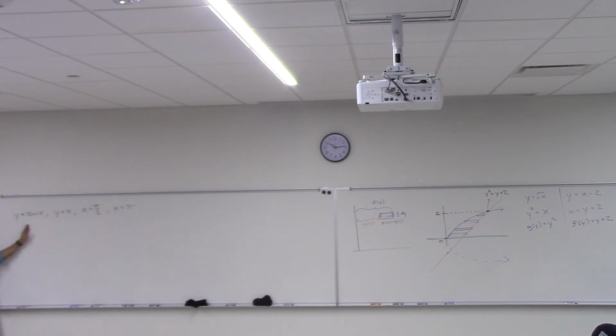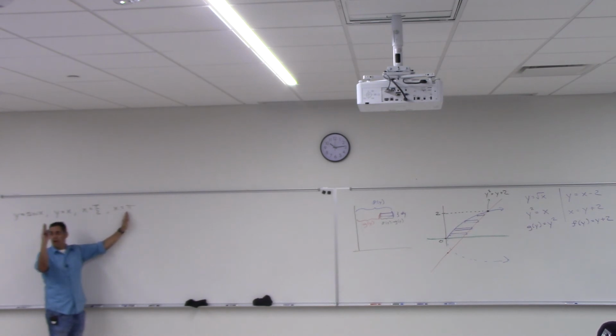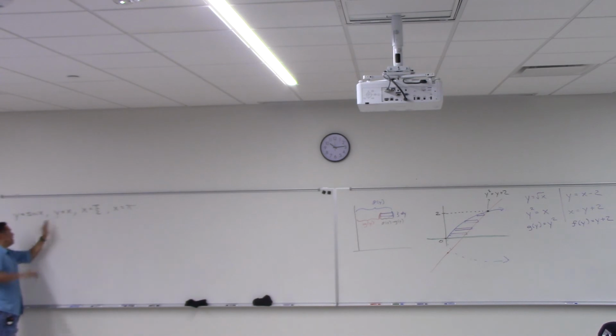Everyone should be familiar with the sine curve. Everyone should be familiar with y equals x, the identity function. X equals a constant is what? Vertical line. X equals pi, vertical line, right? So these are two vertical lines. This is a diagonal line, and this is the sine curve. I need to draw them all.